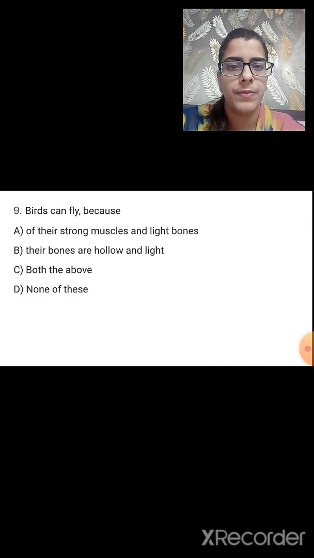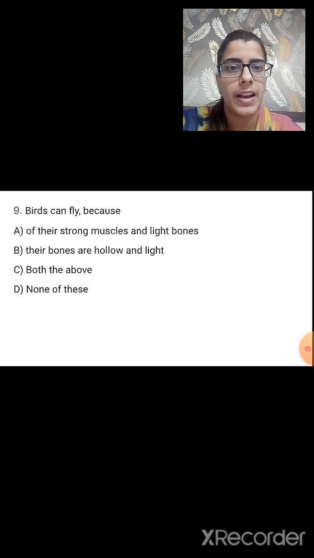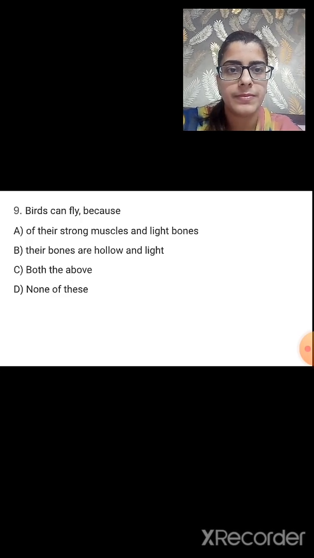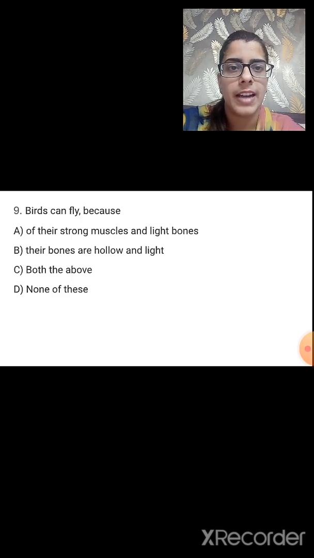Ninth, birds can fly because, you have to give the reason why birds can fly. Because of their strong muscles and light bones, because their bones are hollow and light, both the above, or none of these? So, how can birds fly? Because of their strong muscles and light bones, and also because their bones are hollow and light. So, the correct option is option number C, that is both the above.